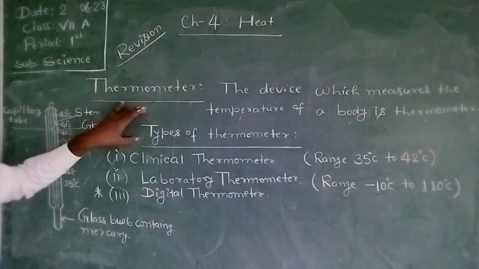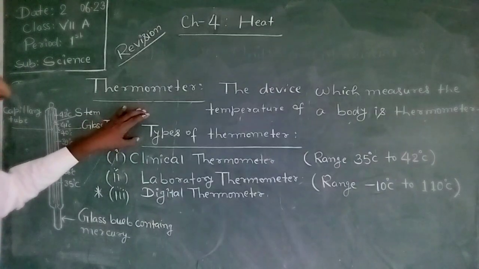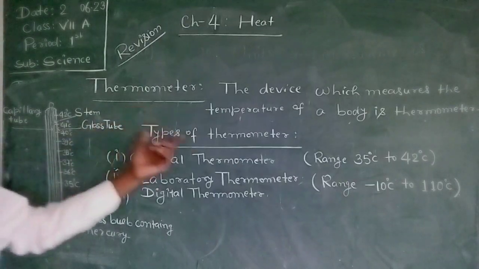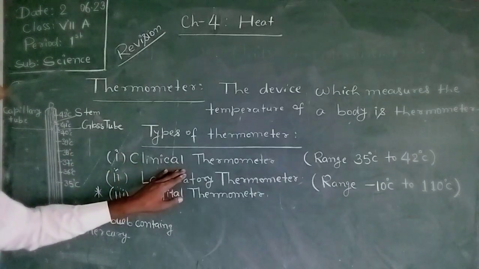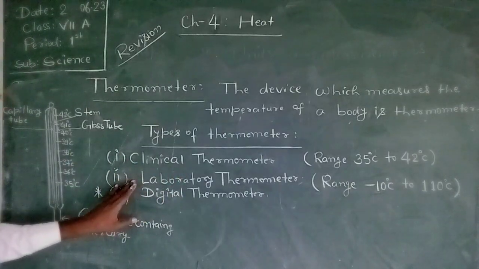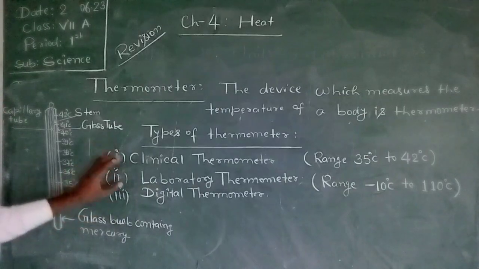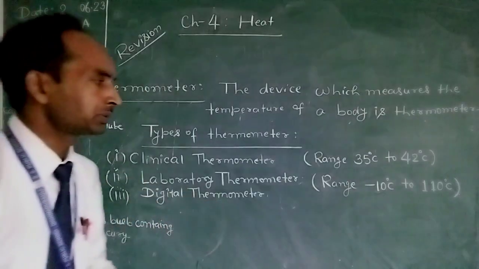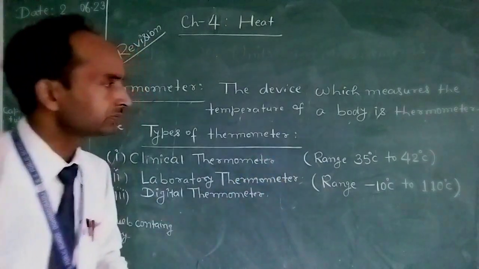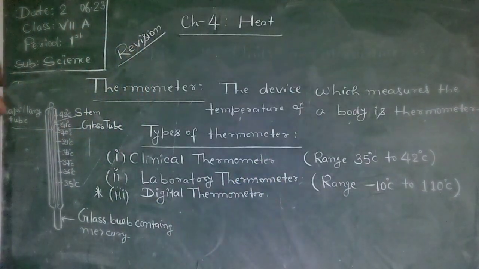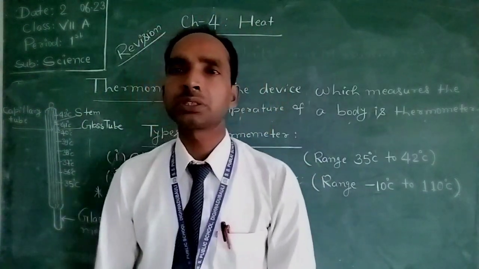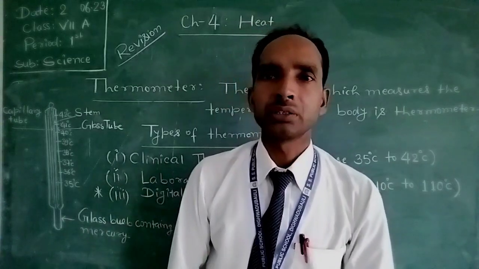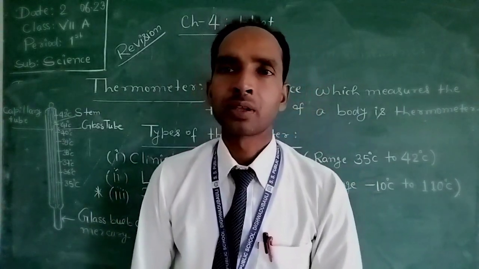And how many types of thermometer? There are many types of thermometer, but generally we discuss the clinical thermometer, laboratory thermometer, and nowadays the digital thermometer is used besides this. And what is the clinical thermometer? The thermometer which is used to measure the temperature of the human body is called a clinical thermometer.